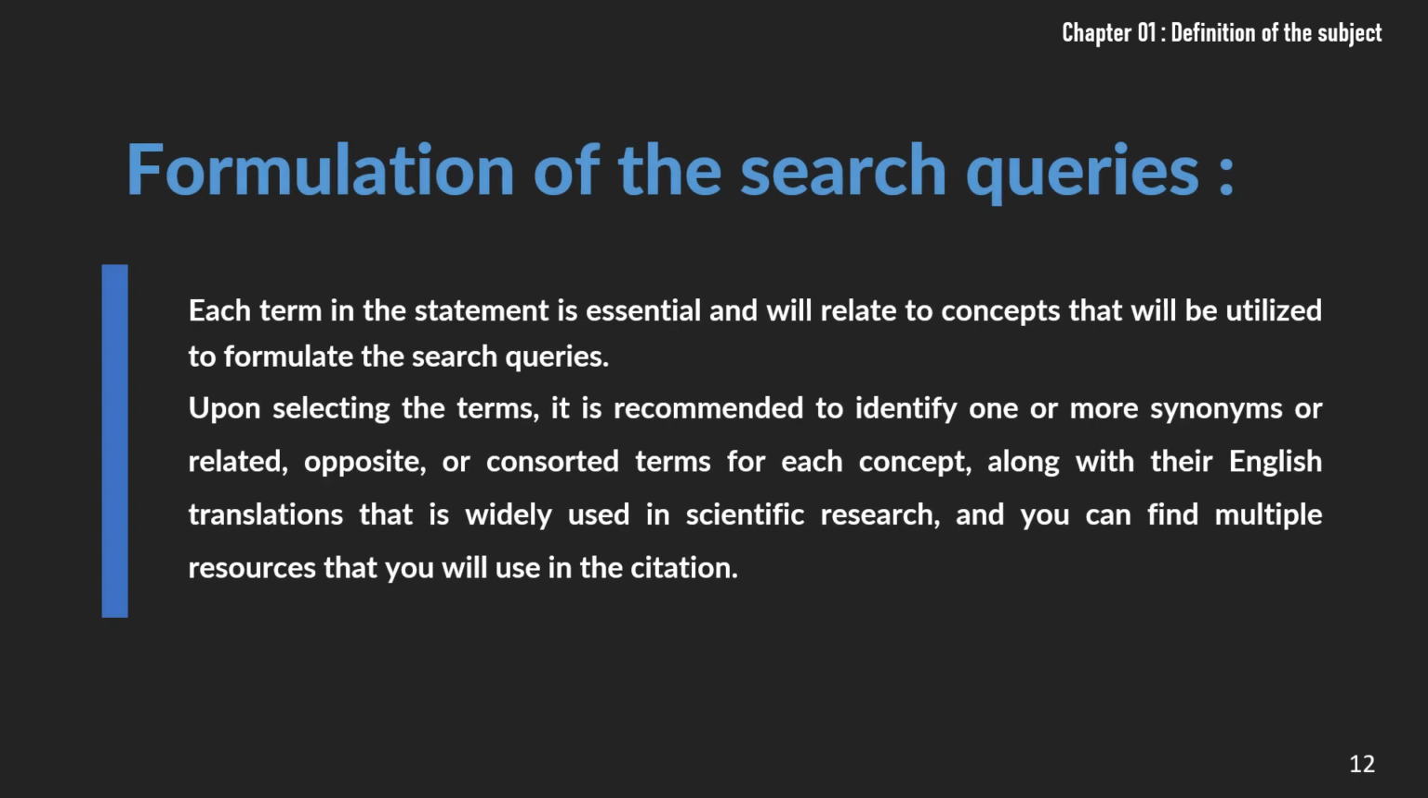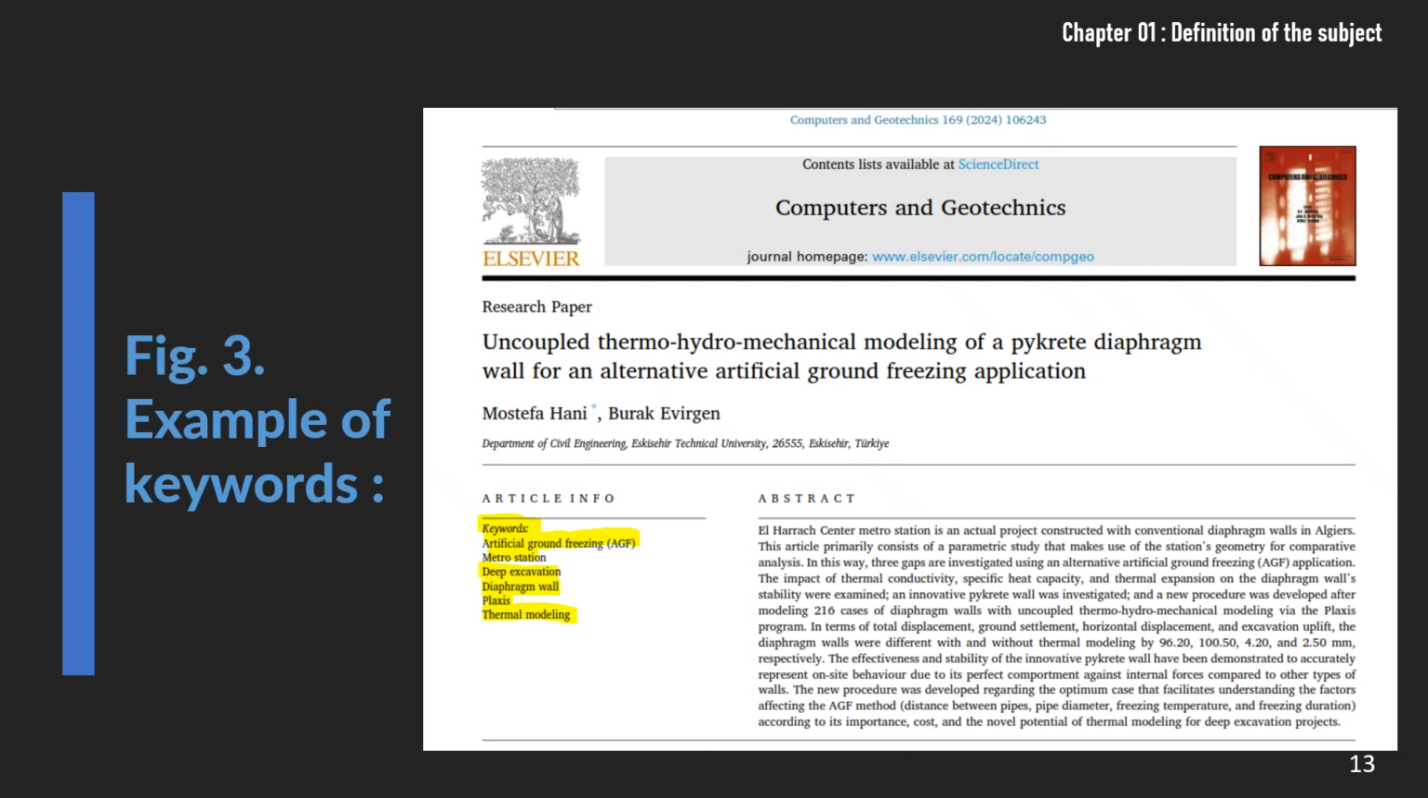Every term in your statement is essential for formulating your research queries. Once you select your main terms, identify synonyms, related concepts, and even opposite terms. It is highly recommended to include English translations of these terms, as English is widely used in scientific research and will open up multiple resources for your citations. This slide presents an example of keywords according to the journal format and requirements.